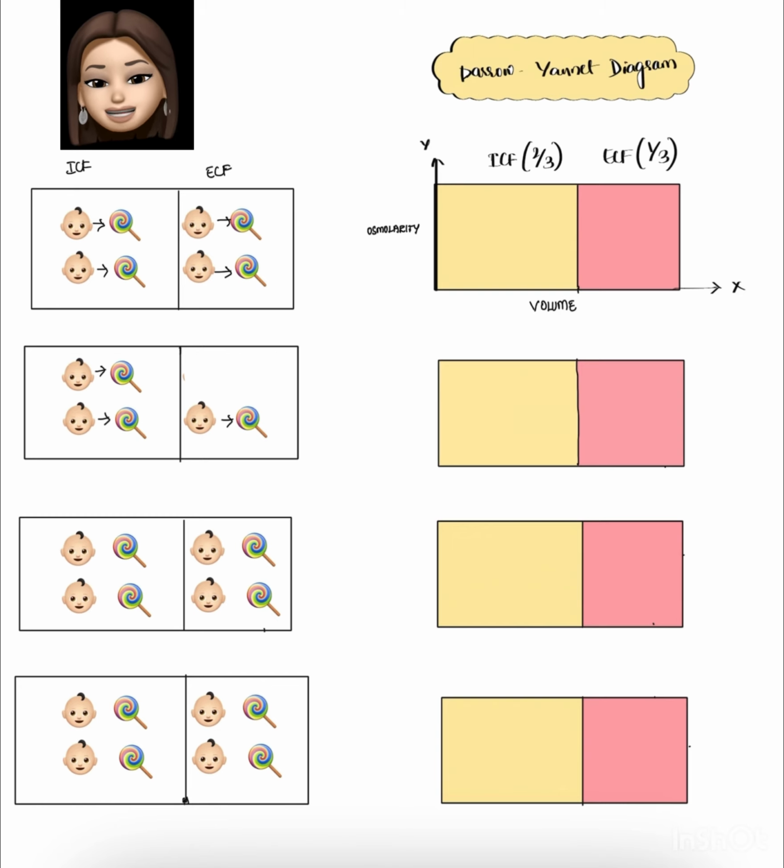Remember, only free candies will be contributing to osmolarity. So there are no free candies, no change in osmolarity. Only the volume has been decreased because water is removed from ECF.